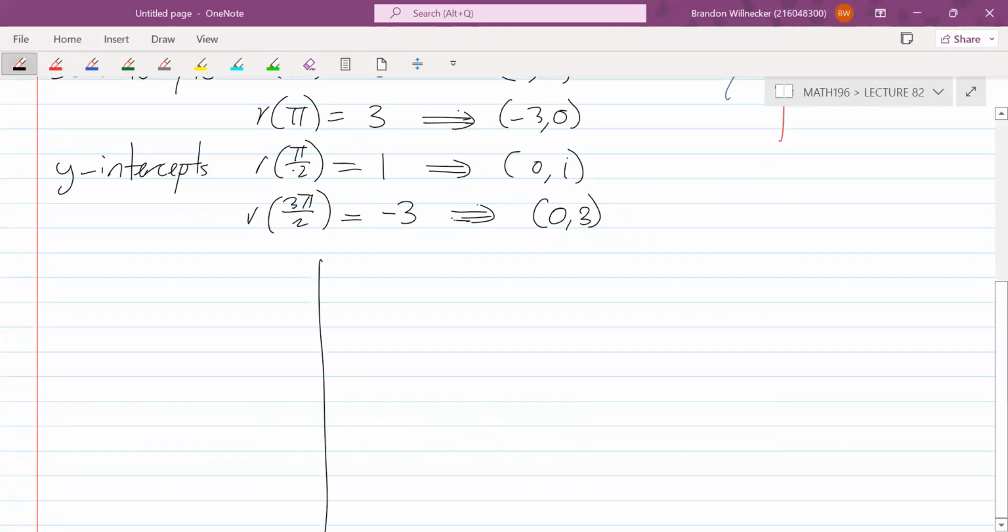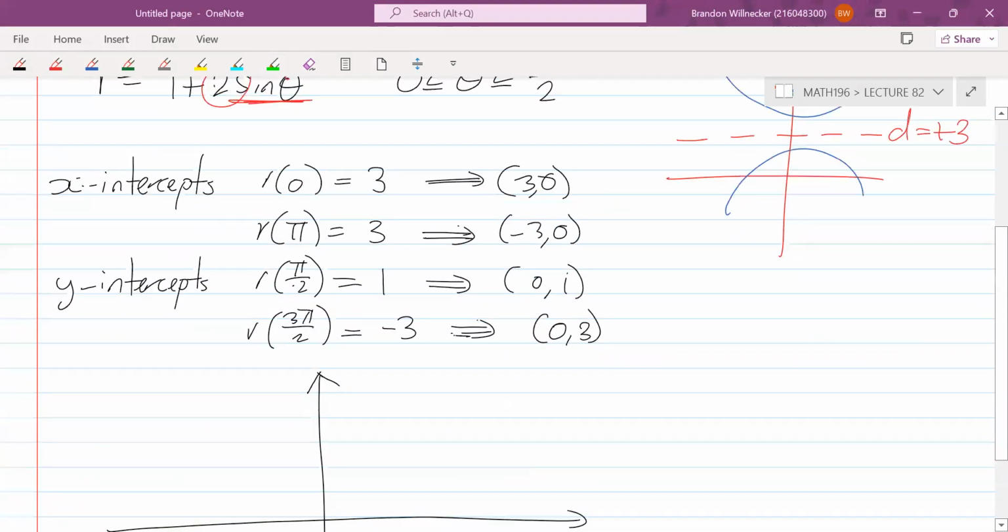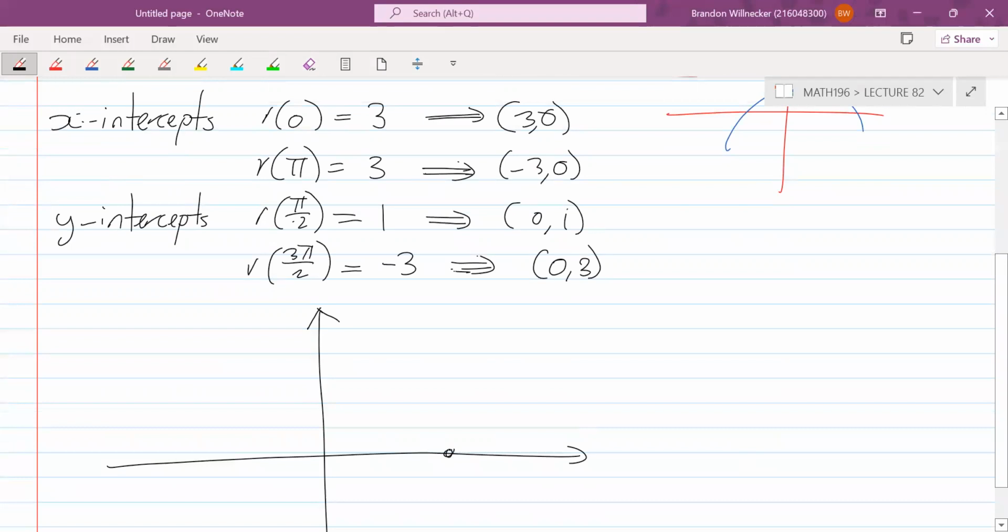So let's put in our axes. We know our intercepts are going to be 3, 0. So that's somewhere over here, let's say. Minus 3, 0, that's somewhere over here. Now the labeling doesn't have to be too accurate, but as long as you label your points 3, 0, minus 3, 0, then I know what you mean. But if you just put a dot, then I don't know what you mean. Then the y-intercept 0, 1, let's say that's somewhere here. And 0, 3, that's going to be somewhere here.